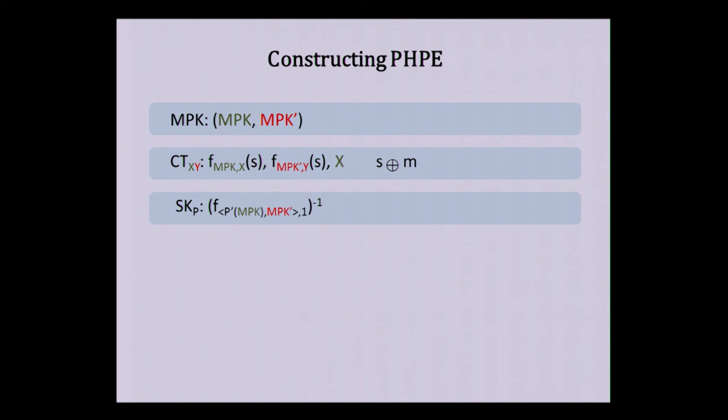Now, what is the secret key? Well, the secret key is going to be a trapdoor function for the function defined with respect to the following public key. It's a homomorphically derived public key with respect to the P prime evaluated with respect to the public part, MPK, in a product with the secret part, MPK prime, followed by one. And one here really indicates the intention of the predicate encryption, that is, allow the user to decrypt when the result of the computation equals one.